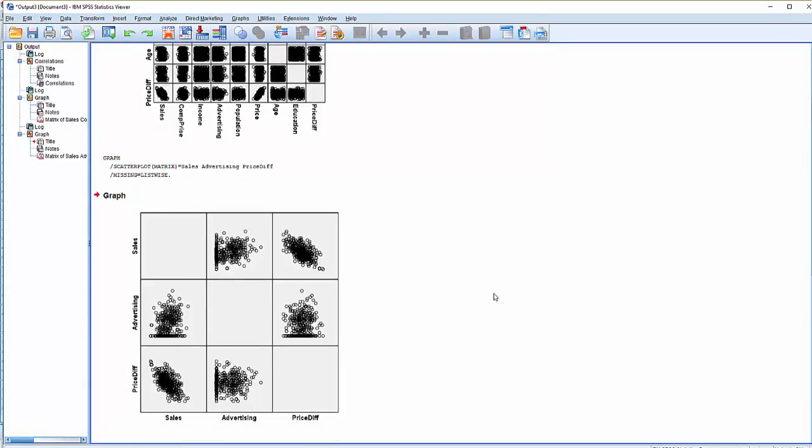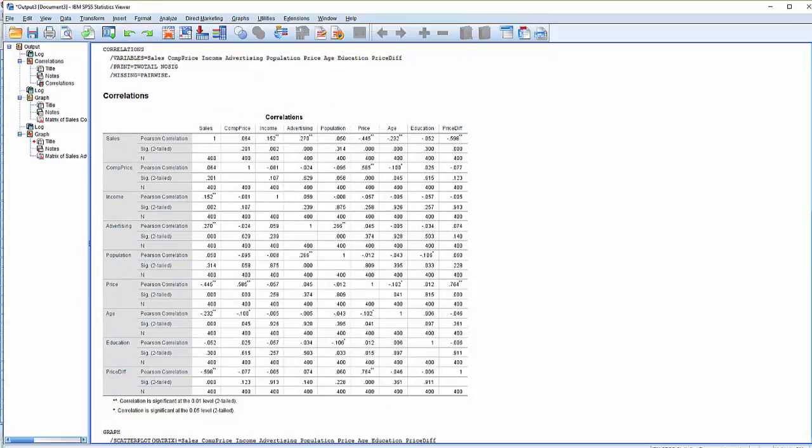So you can see where your correlations are with sales and price difference. It'd be nice if they had the histograms and some other stuff, but that's what you get. Okay, so anyway, there it is for getting the correlation and scatterplot matrices with SPSS.